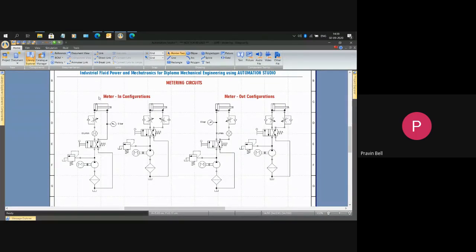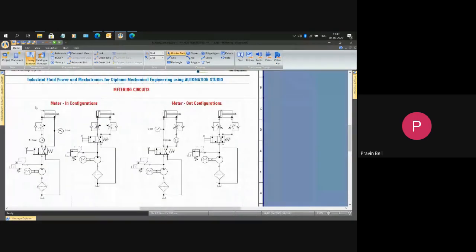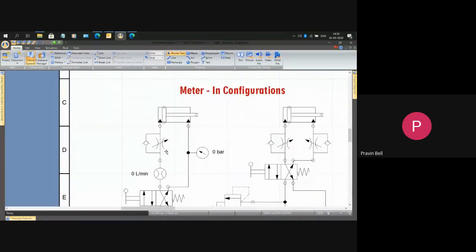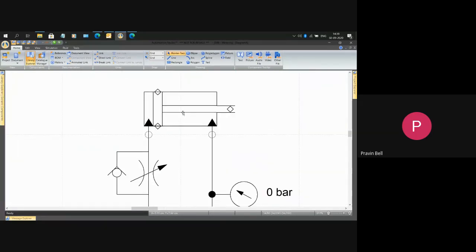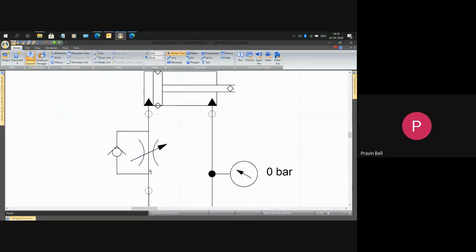Now, metering circuits have two formats. One is the meter in configuration and one is the meter out configuration. In the meter in configuration, what meter in means is the fluid coming into the particular actuator. So this is the double acting cylinder and fluid is coming from here. This particular valve is a meter in valve. What this means is that the fluid going into the actuator can be controlled by this orifice, whereas in the reverse direction, this non-return valve will open and allow full flow like this. So you're controlling the fluid coming into the actuator. That is why it is called meter in.